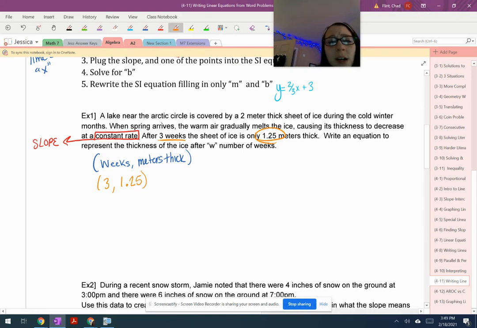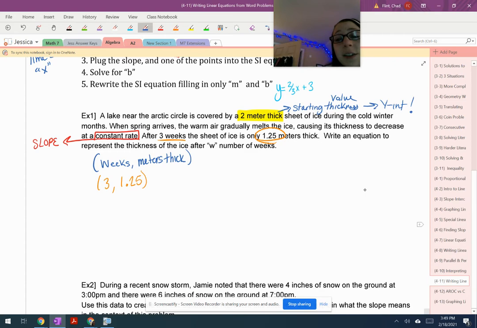So this Arctic Circle is covered by a 2-meter thick sheet of ice. They don't tell us how many weeks in that is, which leads us to assume that this is like the starting thickness, or that starting value, aka my y-intercept, which I can get the point from if it's my y-intercept.